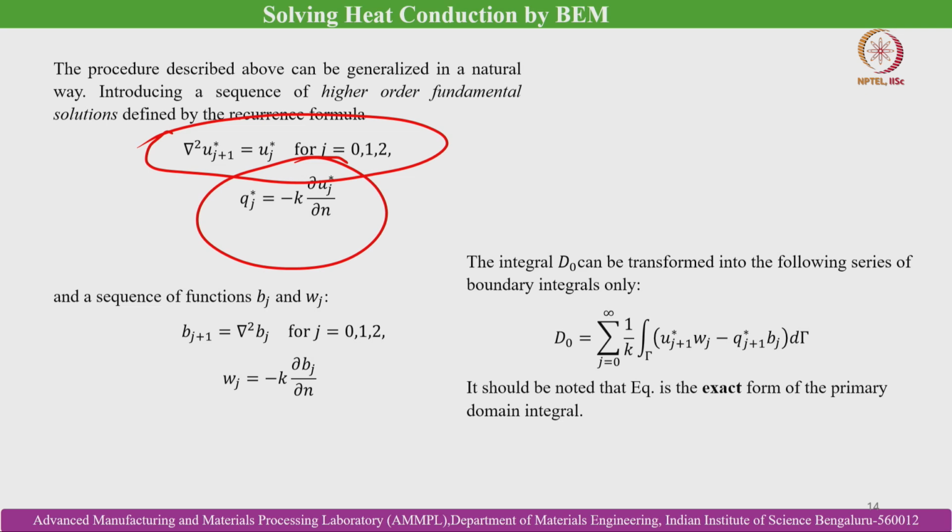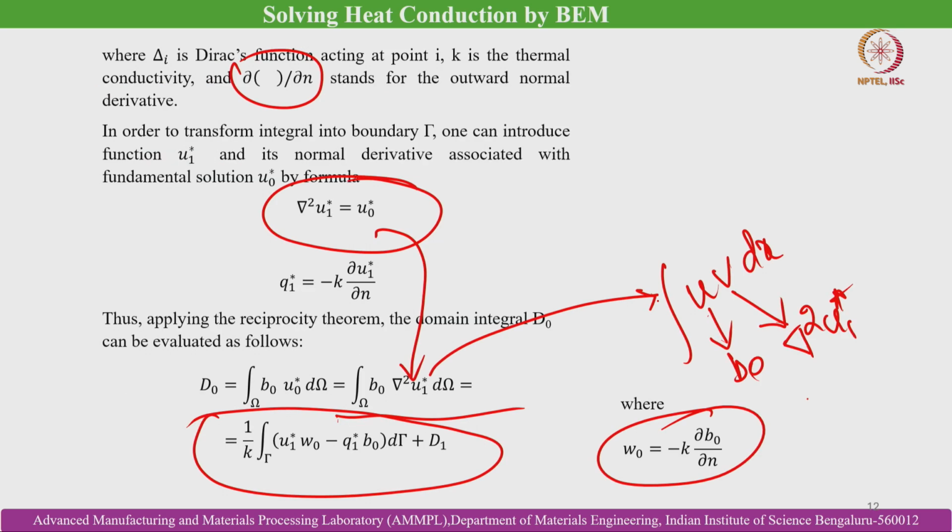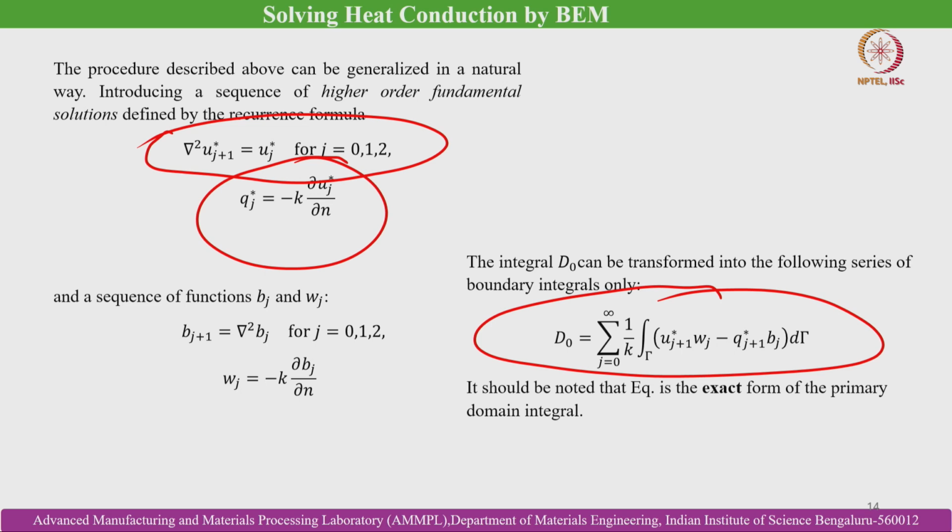So, the integral d0 can be transformed into the following series of boundary integrals only. Because we have seen that it is d0, d1, d2, using this recurring value, we can express this domain integral, that is the d0, in the form of a series expression, that is summation of j is equal to 0 to infinity 1 by k integration del u j plus 1 asterisk w j minus q j plus 1 asterisk b j into d del. It should be noted that this above equation is the exact form of the primary domain integral. So, this is a typical example of the formulation under boundary element method of the heat conduction equation.